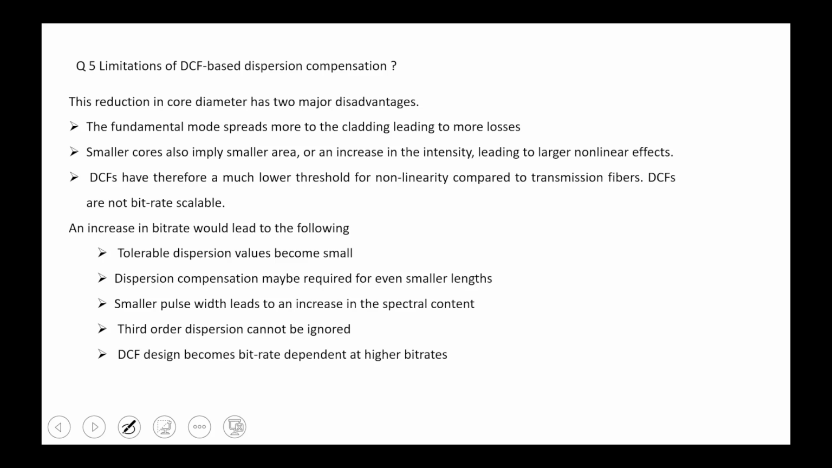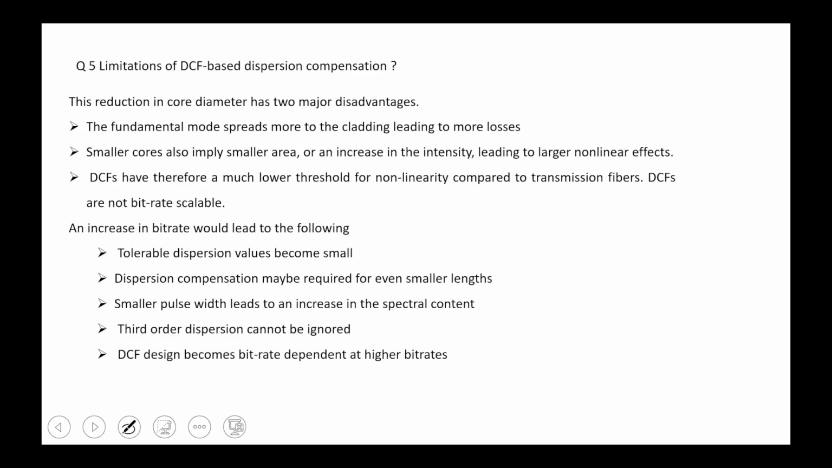So dispersion compensating fiber has a much lower threshold for nonlinearity compared to transmission fiber. An increase in the bit rate leads to the following. If you want to compensate with the dispersion compensation factor, it will lead to an increased bit error rate. So the tolerable dispersion value becomes small. If the transmission bit rate is higher, it will reduce the dispersion compensation factor. So dispersion compensation may be required for even smaller lengths, and smaller pulses need increased spectral control.